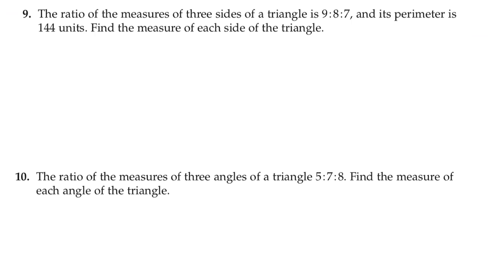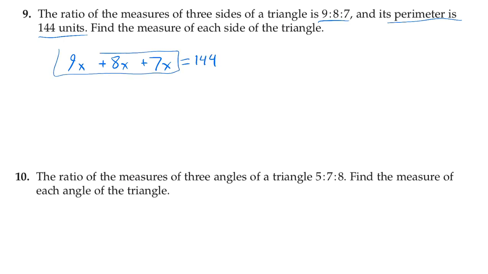Now the ratio of the measures of three sides are 9, 8, 7. Now that wouldn't be useful at all if we didn't know what they all added up to. And then it says the perimeter is 144. So what we know is we have some multiple of a 9, 8, and 7. And when we add up all three of those sides, we get a total of 144 units. So these for sure have a ratio of 9 to 8 to 7 because they're literally 9, 8, and 7 times the same multiple. And when we add them up, they're 144.